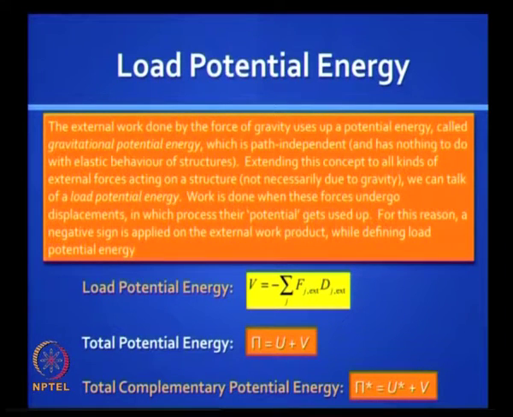We can also define a complementary total potential energy where we put a star, an asterisk. So, Pi star will be U star plus V. Okay. Now, if you are dealing with a linear elastic system, U will be equal to U star, and so Pi will be equal to Pi star.